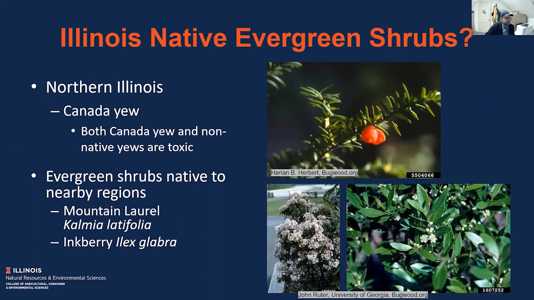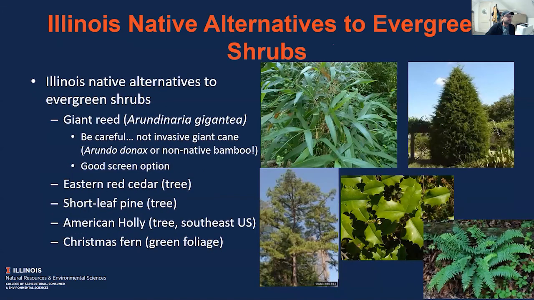But there are a couple of evergreen shrubs native to nearby regions that you might consider. The mountain laurel is one from the Appalachian region, and then inkberry, which is native more to the southeast US. I see that one cited as a potential alternative to something like the European boxwood, to be used as a screen or a border.